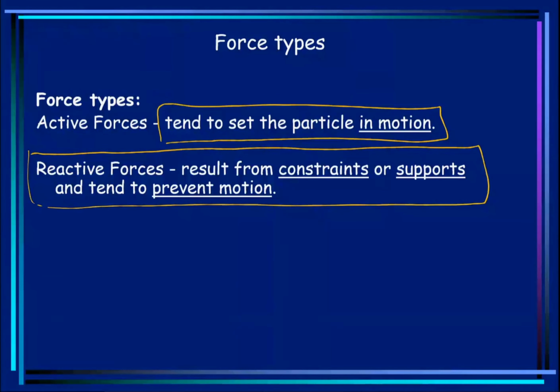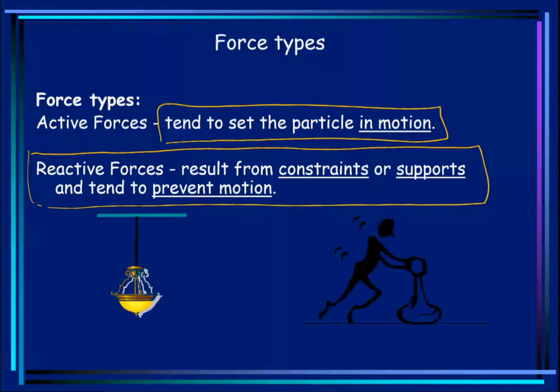I am standing on the ground. My weight acting downward is the active force. And what's preventing me from falling down or moving down is the reaction force from the ground. Okay? A fan on the ceiling, the fan weight is acting downward. That is the active force. And what's preventing it from falling is the connection with the ceiling. So that would be the reactive force.